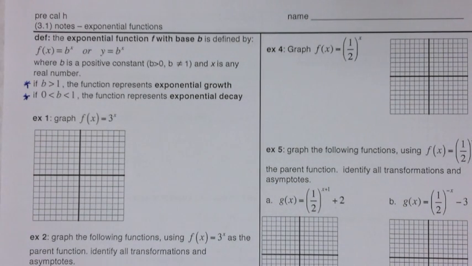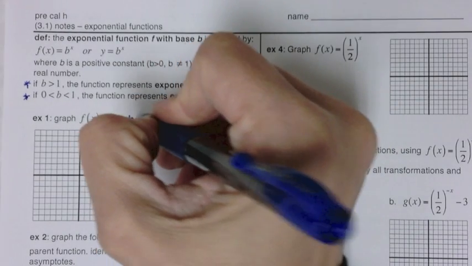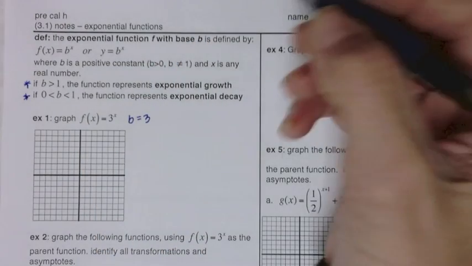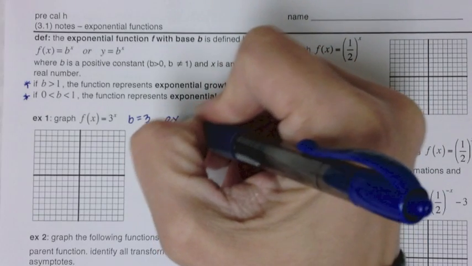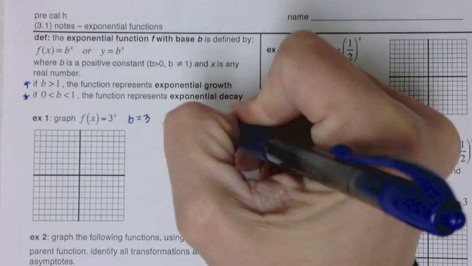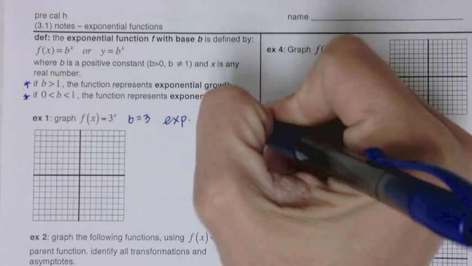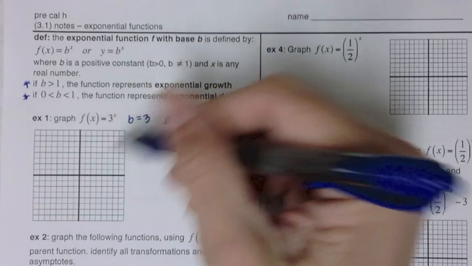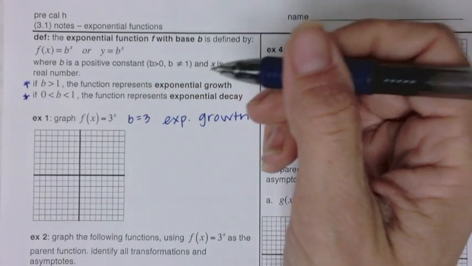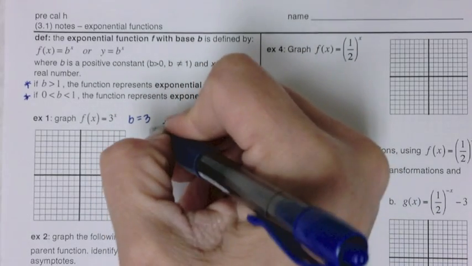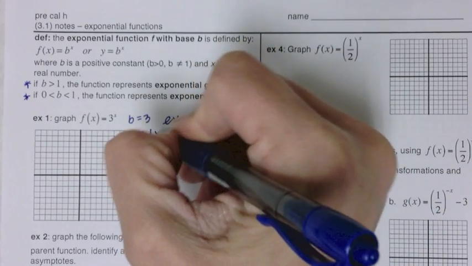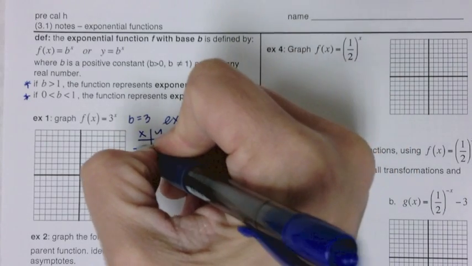So how do we go ahead and graph these? First of all, our base is equal to 3 here, so we're going to note that this is exponential growth. So we should be expecting this to go up. So as the x's get larger, so will the y's. That's what growth represents. So anytime you want to graph something and you're not sure, you can start with a table.